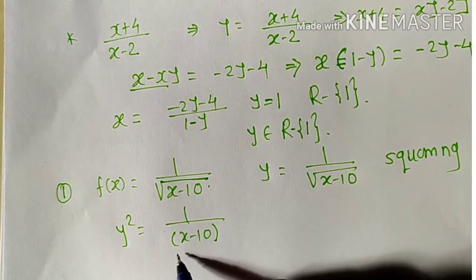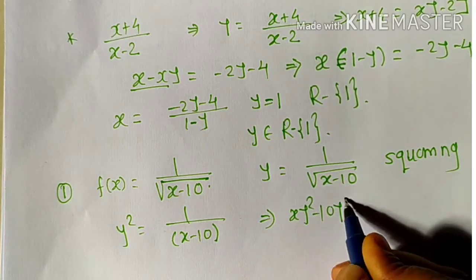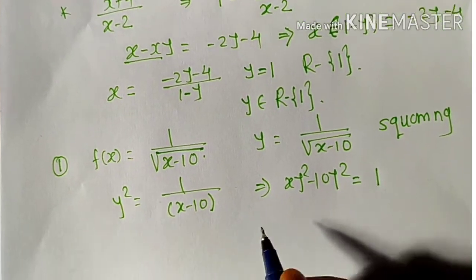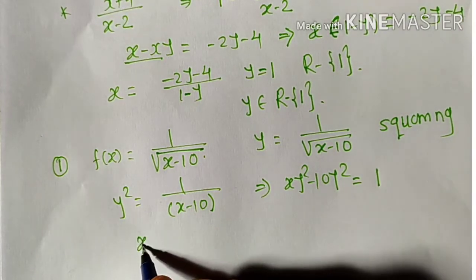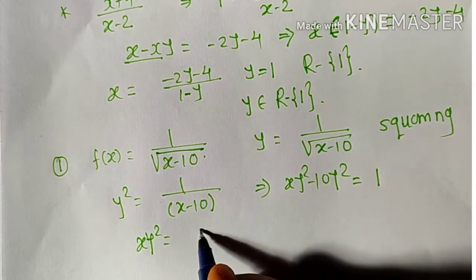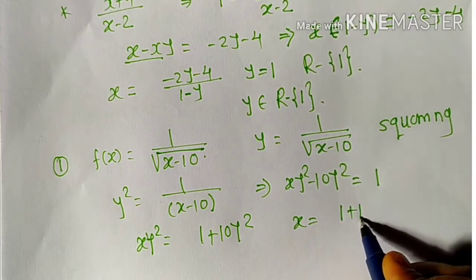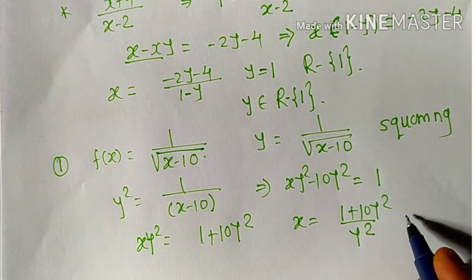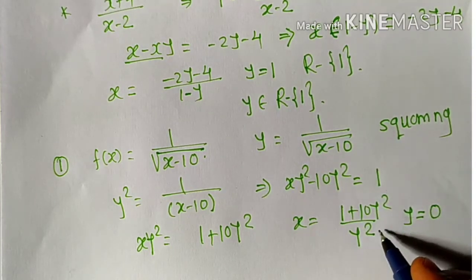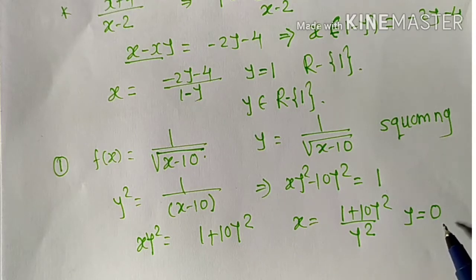we get y square is equal to 1 upon x minus 10. Then we have to express this x in terms of y. Then cross multiply करेंगे तो x y square minus 10 y square is equal to 1 है. Then minus 10 y square ट्रांसफर करेंगे तो x y square is equal to 1 plus 10 y square. Then x is equal to 1 plus 10 y square divided by y square. Then this is not defined for y is equal to 0, because when y is 0 then this is infinite. Okay, means the domain here is R minus {0}.